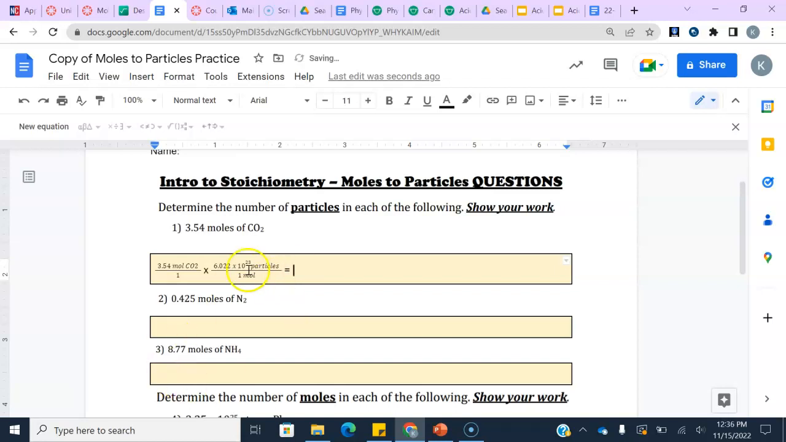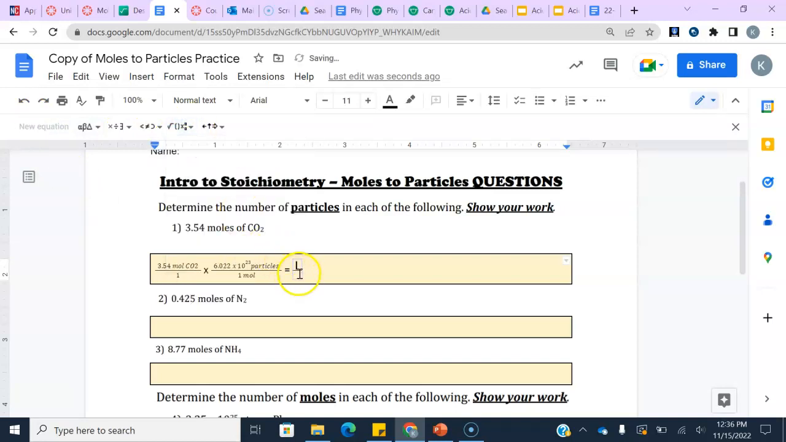Now we just have to do our math. So our moles are going to cancel, and we're going to be left with particles. Now when you're doing fractional math, the best thing to do is just multiply through on the top, multiply through on the bottom, and then divide. So I'm going to go ahead and show you what that'll look like.